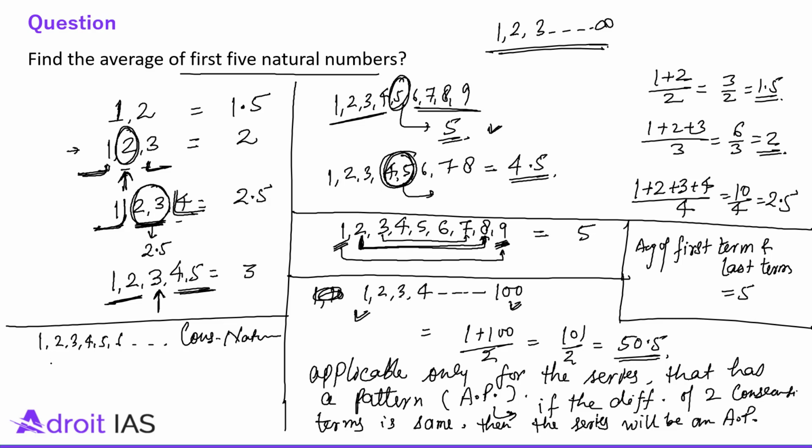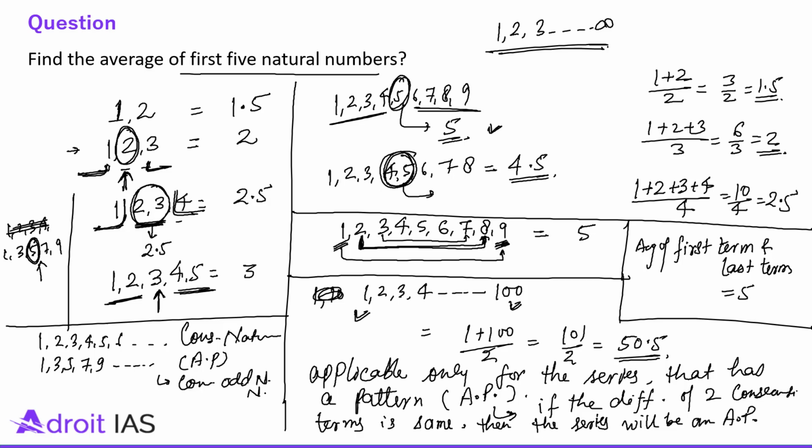Now consecutive odd natural numbers is also an AP. 1, 3, 5, 7, 9. This is also an AP, because they are consecutive odd natural numbers. Here also, suppose that we need to find the average of 1, 3, 5, 7, 9. So the average will be 5. Exactly the middle term we can find out. This is also an AP, consecutive odd natural numbers.